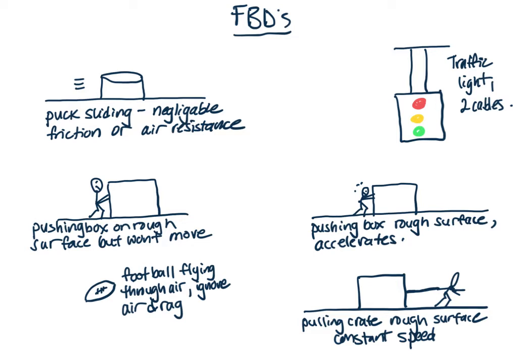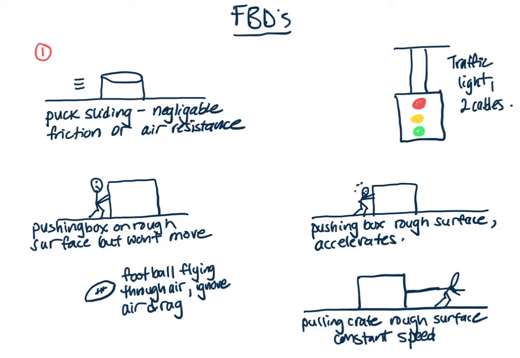The first one is a puck sliding on ice with negligible friction and air resistance. So one thing about free body diagrams, I was being a little loose in class about it, but the best way to do it is really to use a dot to represent the object and draw all the forces super clearly on the dot. So here's a puck sliding, negligible friction or air resistance. Now we know it got pushed to get going, right? Someone had to give it a hit with a hockey stick.